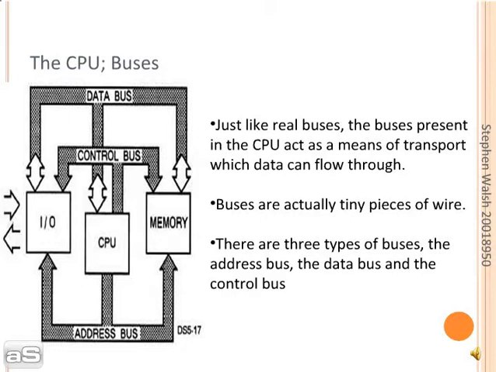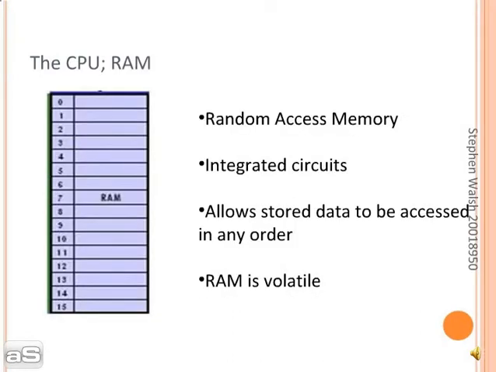The address bus interacts with I/O and memory only. Data buses carry data only, and the control bus sends read or write signals to indicate if the CPU is sending or requesting information. RAM stands for Random Access Memory and is composed of several complex integrated circuits. It allows data to be stored and accessed in any random order, and RAM is volatile.